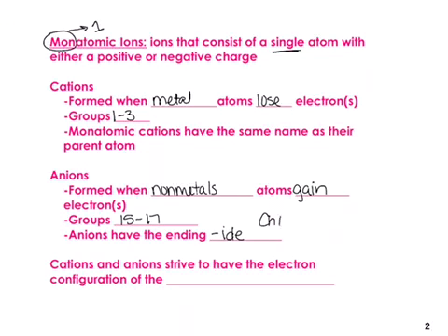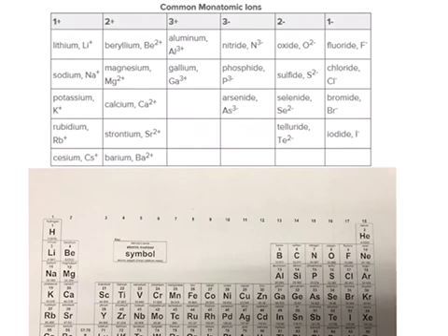So, for example, chlorine becomes chloride. So cations and anions strive to have the electron configuration of noble gases. And so this will determine how many electrons they either gain or lose. So this table tells you some common monatomic ions. However, we use the periodic table to help with this.